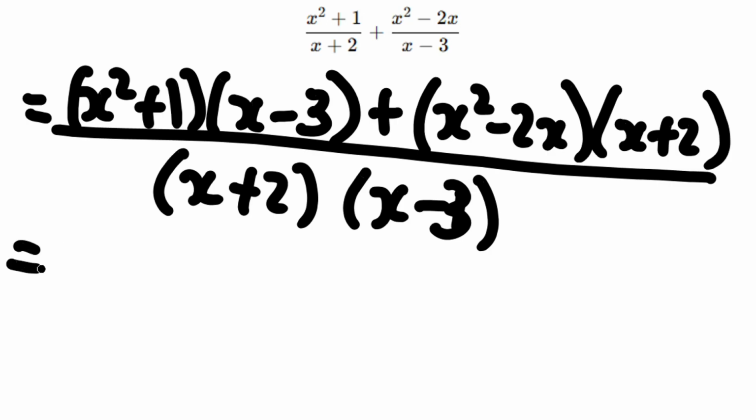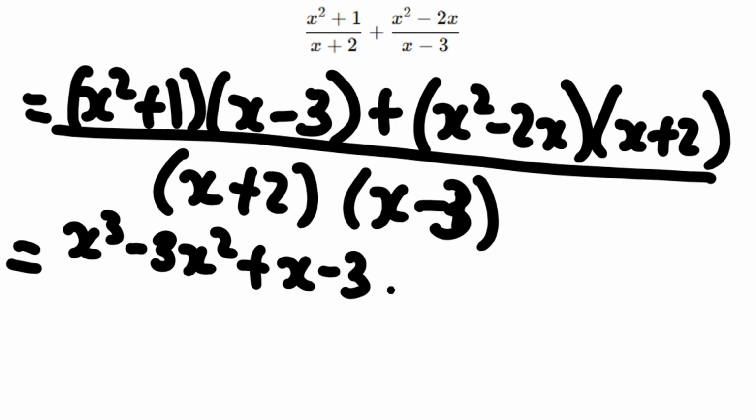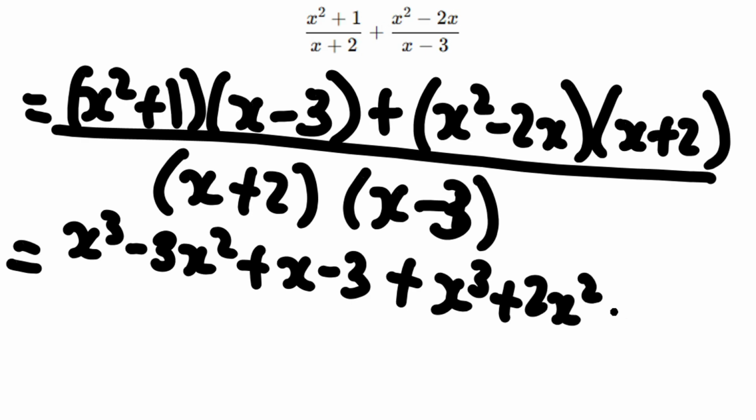So let's focus on the numerator to expand. So you do expansion. Basically what I'm going to do here is expansion. So I have x cubed minus 3x squared plus x minus 3. I'm done with this side. I'm going to this side, plus this one is going to be x cubed plus 2x squared minus 2x squared, yes, minus 4x. So the same denominator, so I'm going to keep the denominator for now.